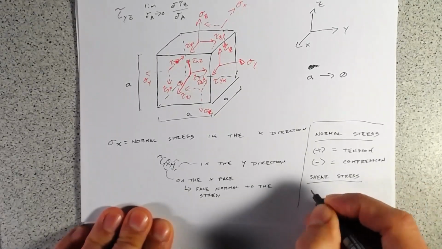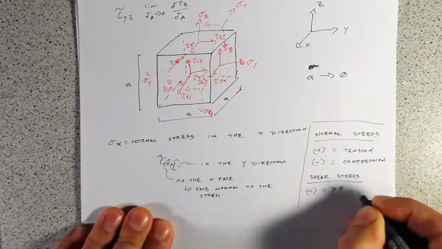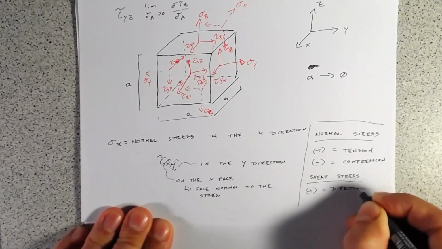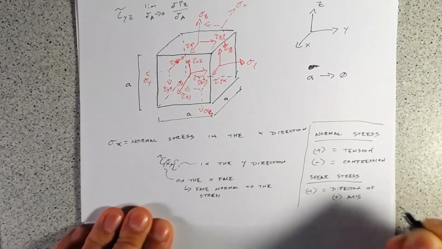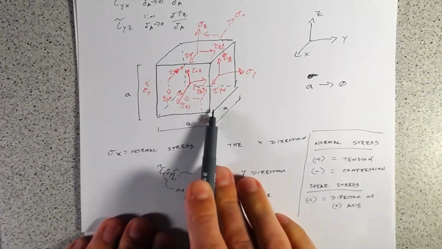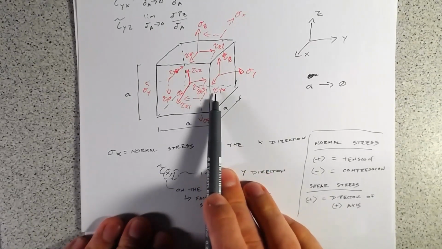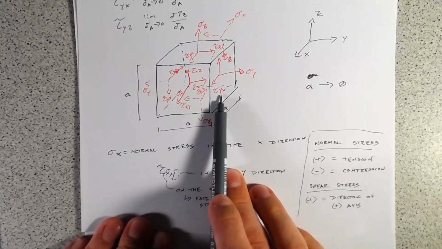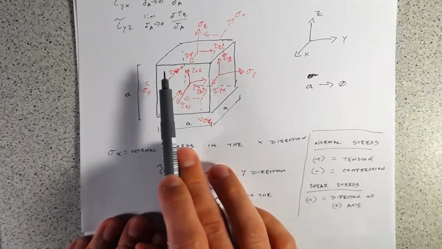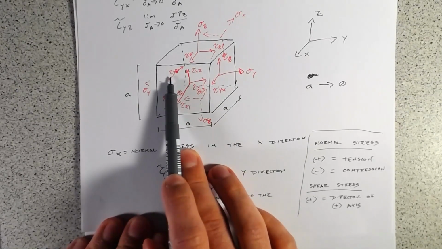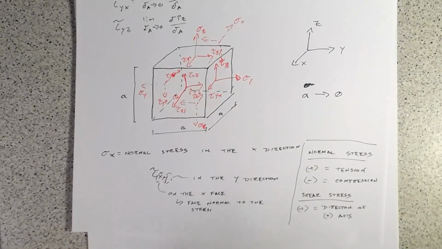Shear stress, so positive is just the direction of the axis. So you can think of tau yx as a positive shear stress because it's on the y face and it's pointing in the positive x direction, while the tau yx on this side is negative because it's pointing in the negative x direction. So that's what we're starting with.